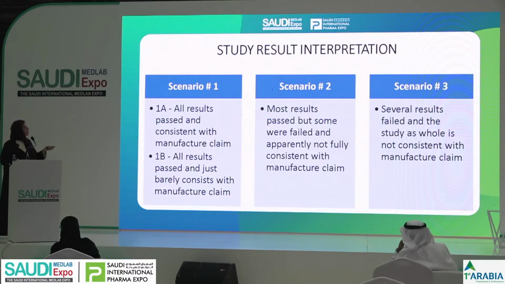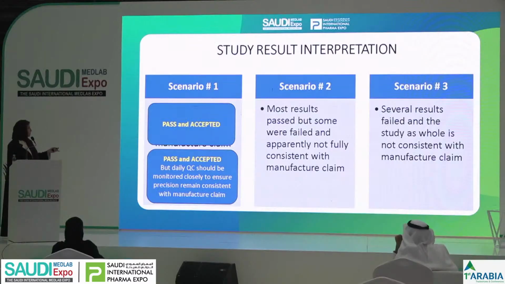The second scenario, most of the results passed, but some failed and are apparently not fully consistent with the manufacturer. All my readings are okay, only specific readings failed, then we will see what action we have to take. And the third one is several results, which is most of the results failed, and the study as a whole is not consistent with the manufacturer claim, and we should reject. This is the failure. So what action is to be done?